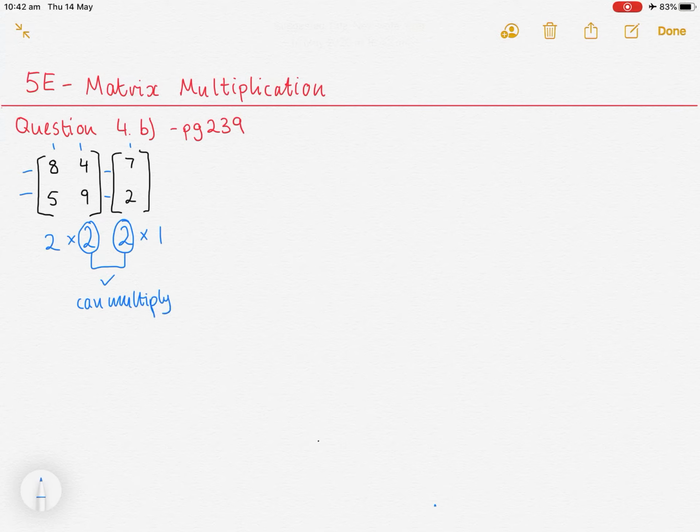which is good. And the 2 and the 1 tells us that our answer is going to give us a matrix with the order 2, 1. So we can expect our answer to have 2 rows and 1 column. That's what those mean. Okay, so now we actually get into multiplying.